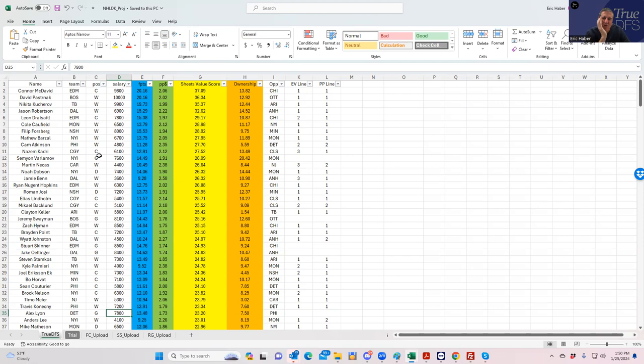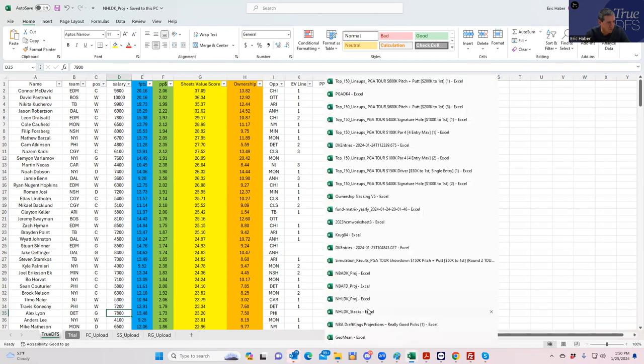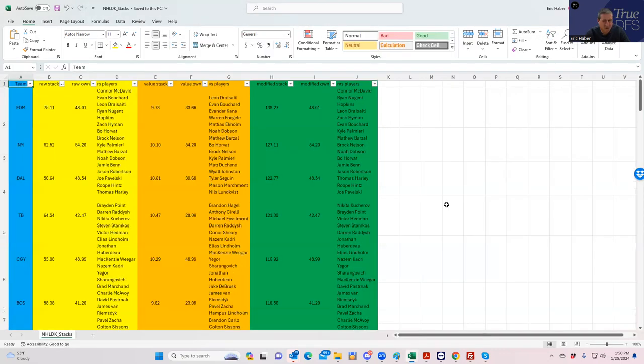So what I like to do is then go to the stack page and take a look and see what that looks like. It's just a different display, really the same information, because it takes the same players and puts them all together if they're on the same line. We rate them by three different metrics. One is by just raw points. Second is by value, which is essentially points per dollar. And third is modified, which is really just the sheet's value score made into a stack form.